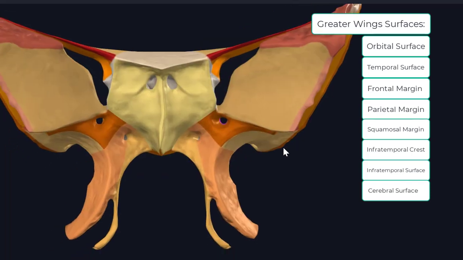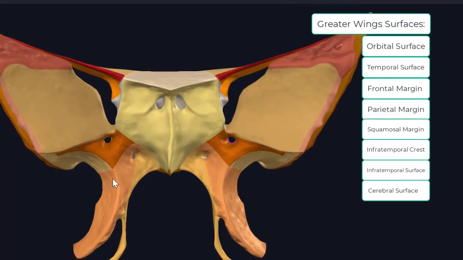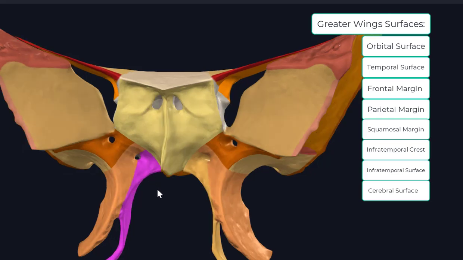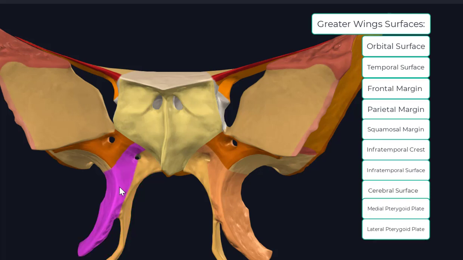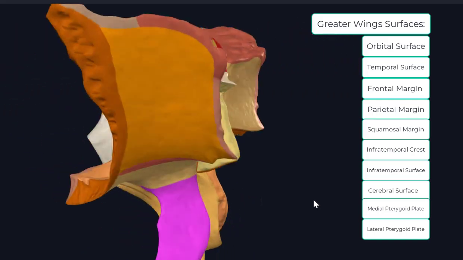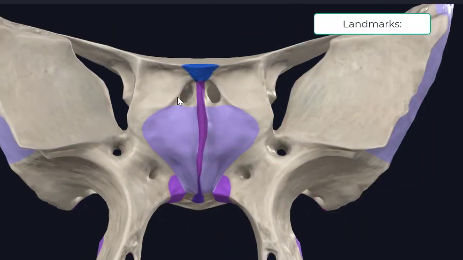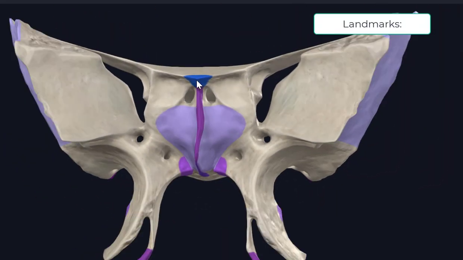Now turn around again, and let's look at the pterygoid processes, which are divided into two parts, the lateral and the medial parts. Logically, these two parts are called the medial pterygoid plate and the lateral pterygoid plate, on the right side and on the left side, which is identical.